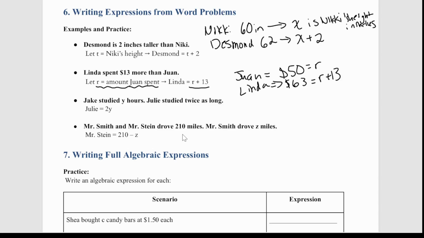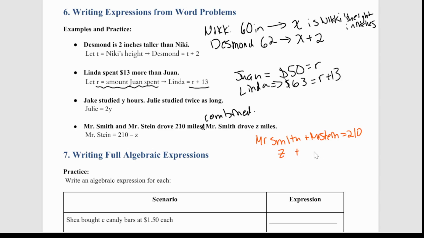Sometimes you have something that's maybe not as straightforward. So it says Mr. Smith and Mr. Stein drove 210 miles. Now, this word problem could be phrased a little bit better, but it's implied that they drove that combined. So I'm going to go ahead and write that word combined. So combined, that's what they drove. Mr. Smith drove Z miles. So the way that I would visualize how to write an expression for Mr. Stein is I would say, okay, well, we have Mr. Smith plus Mr. Stein would be 210 miles. Mr. Smith we already know is Z.